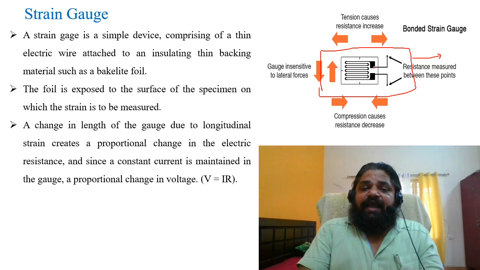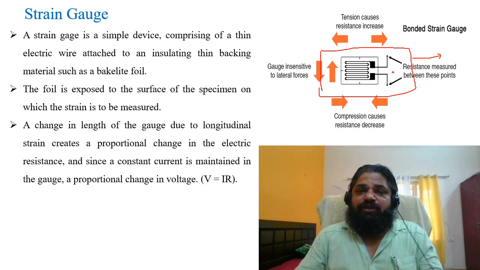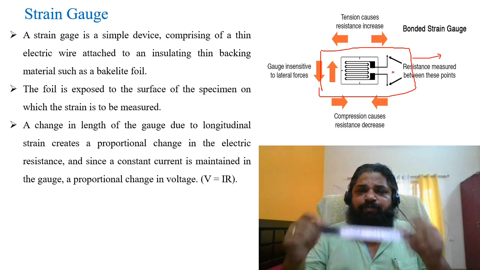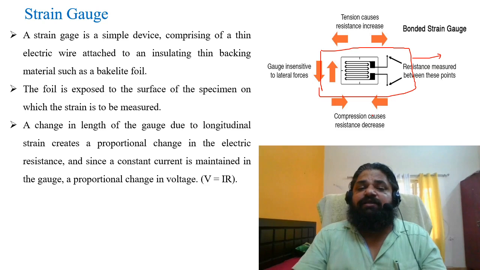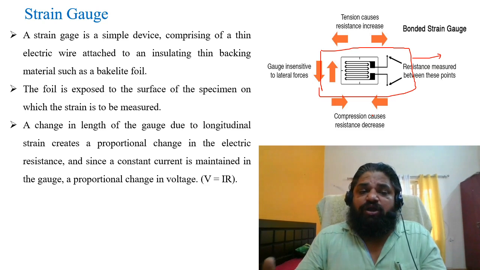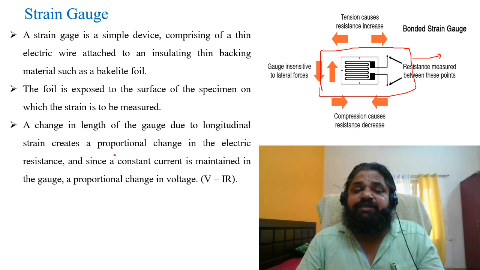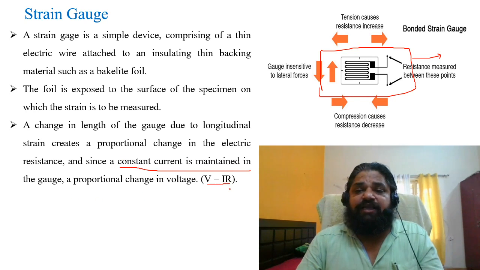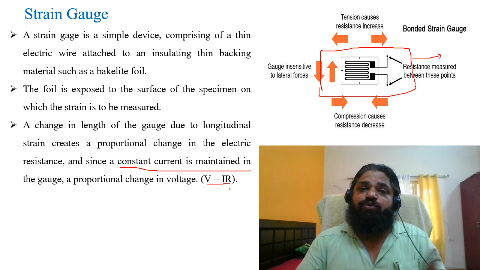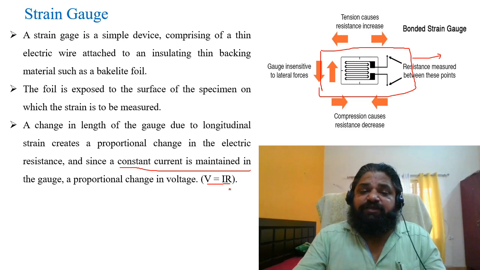When there is a change in length due to extension or compression, the change in length of the gauge due to the longitudinal strain creates a proportional change in electric resistance. And since a constant current is maintained in the gauge, the proportional change in voltage is V is equal to I into R. The current, voltage and resistance will be maintained based on this electrical equation that we know.